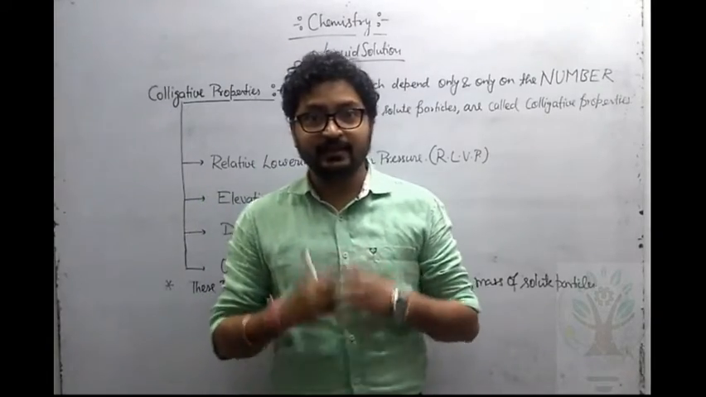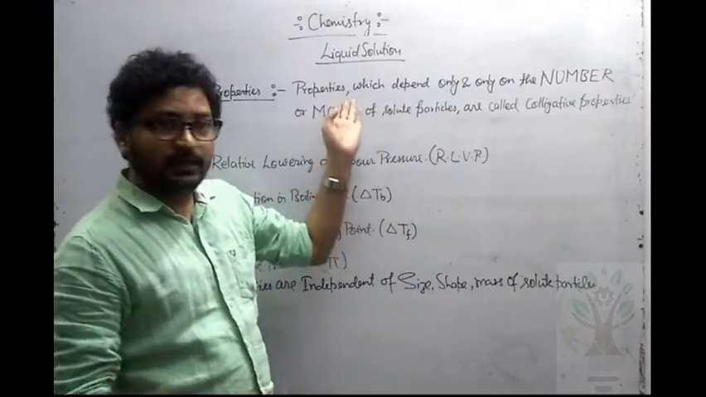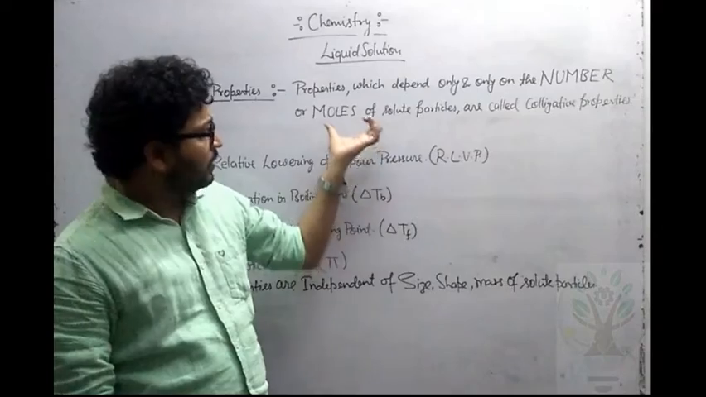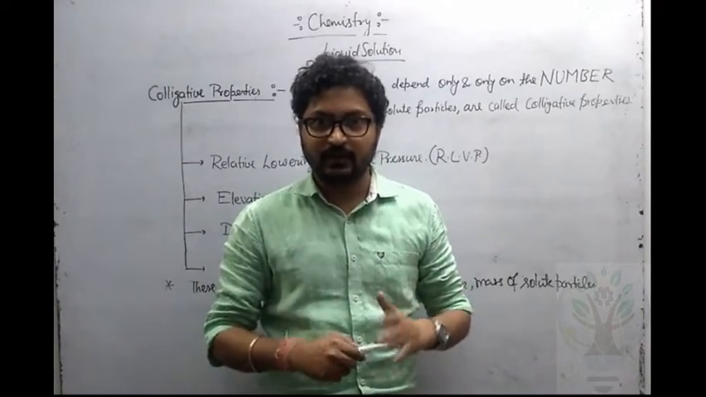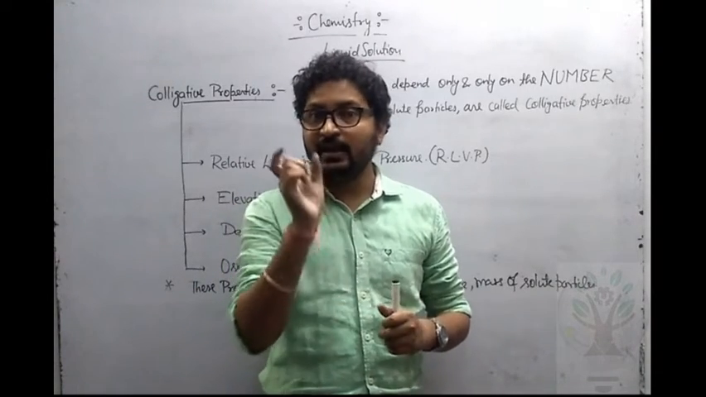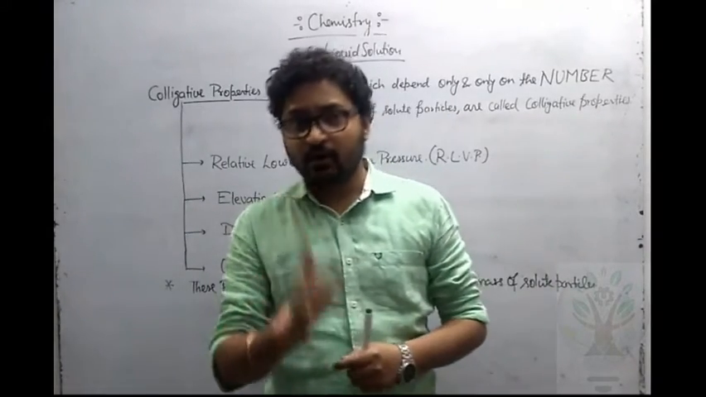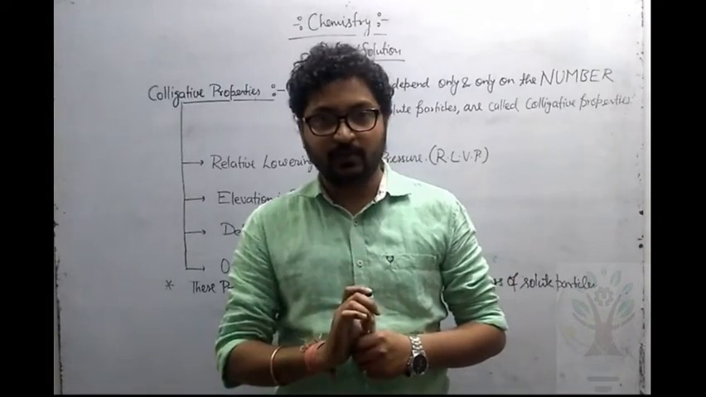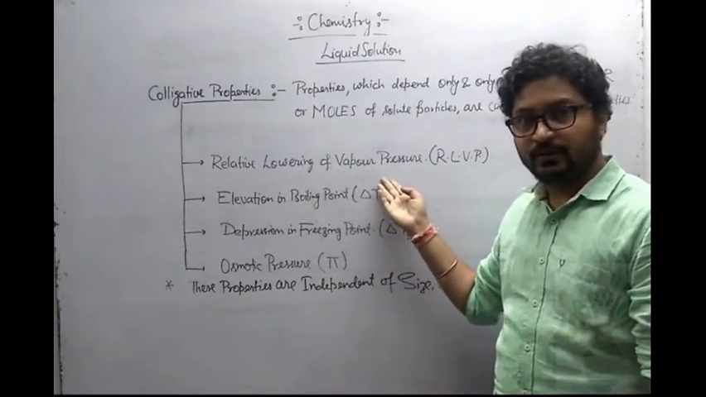Now the next thing is colligative properties. Colligative properties means the property which depends only and only upon the number or moles of solute particles is called colligative property. Okay, meaning the property that depends only and only on the number or moles of solute particles, what name do we give that property? Colligative property. Okay, there are total 4 colligative properties, which are relative lowering of vapor pressure.